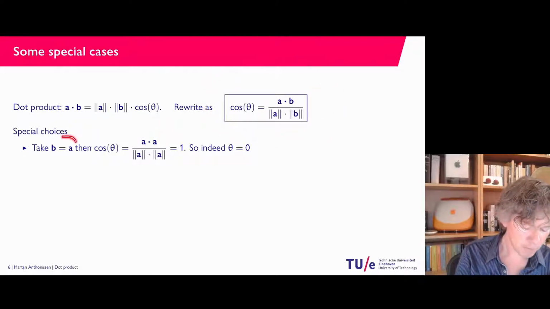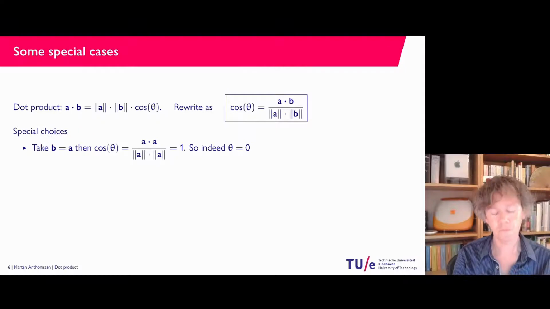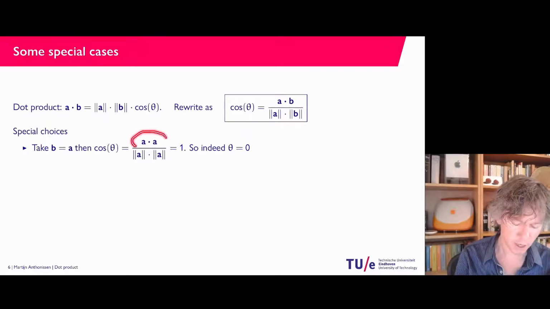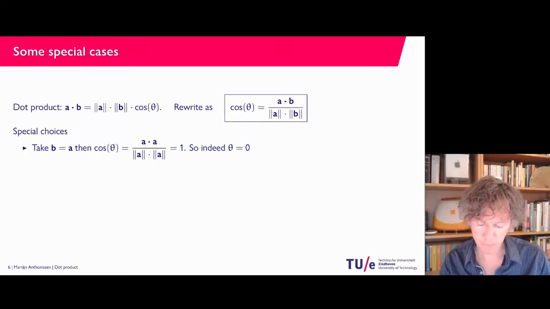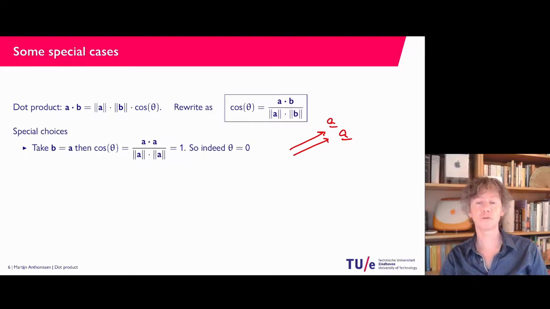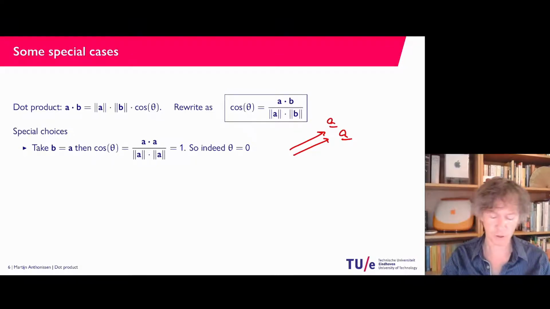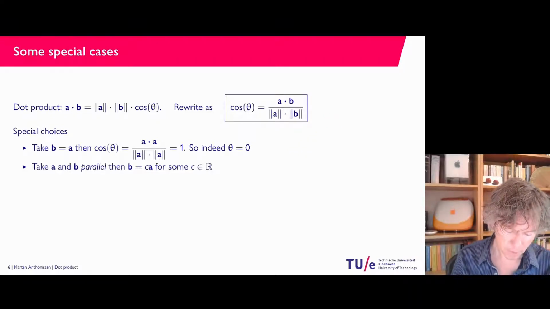And now let's pick B equal to A. So what we then find is that the cosine of theta is A dot product with A. So that's the length of A squared, as we have seen. This is also the length of A squared, so we find 1. Cosine theta equals 1, that is theta equals 0. So indeed, if we have a vector A and B equals A, if you compute this dot product, we see indeed that the angle is 0. So that's great.